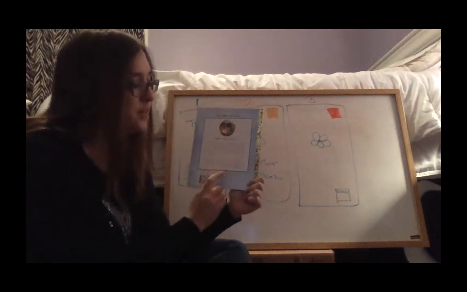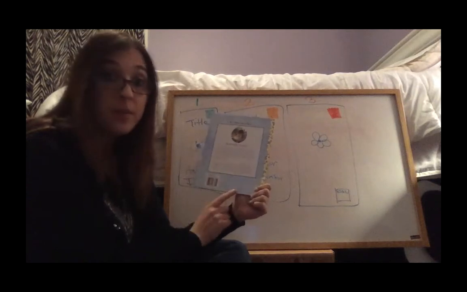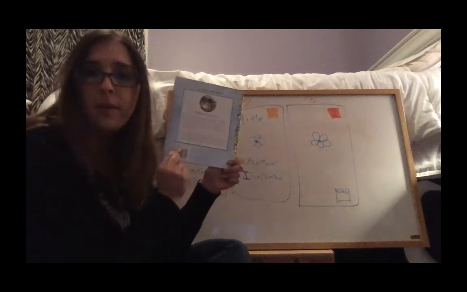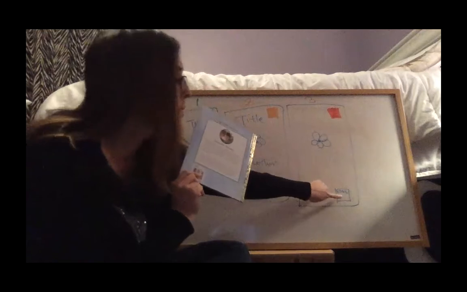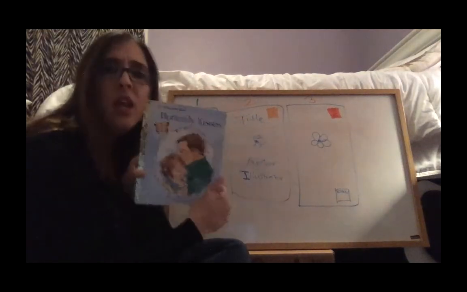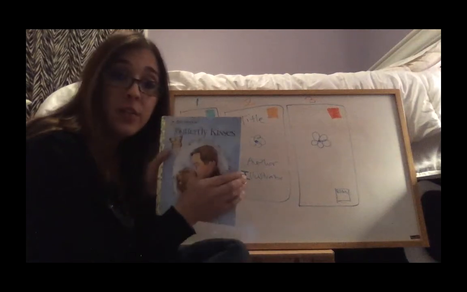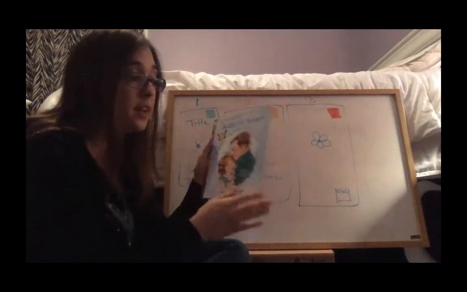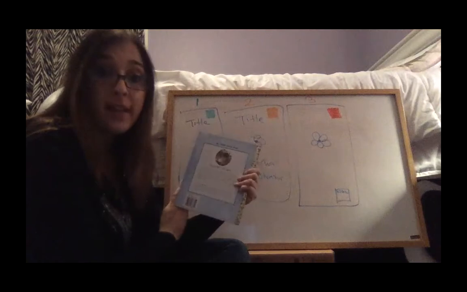So we have our picture, some more information about the book, and then our, what is this? Does everybody remember? Who remembers what that is? Yes, that's our ISBN number. Group 1, you did a great job finding your parts of the book. Your front cover, your title page, and your back cover.